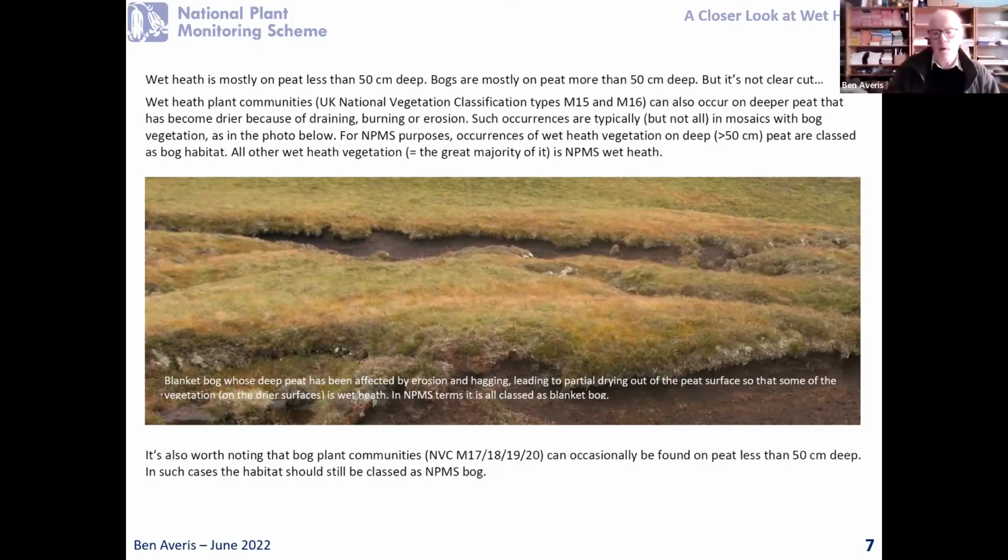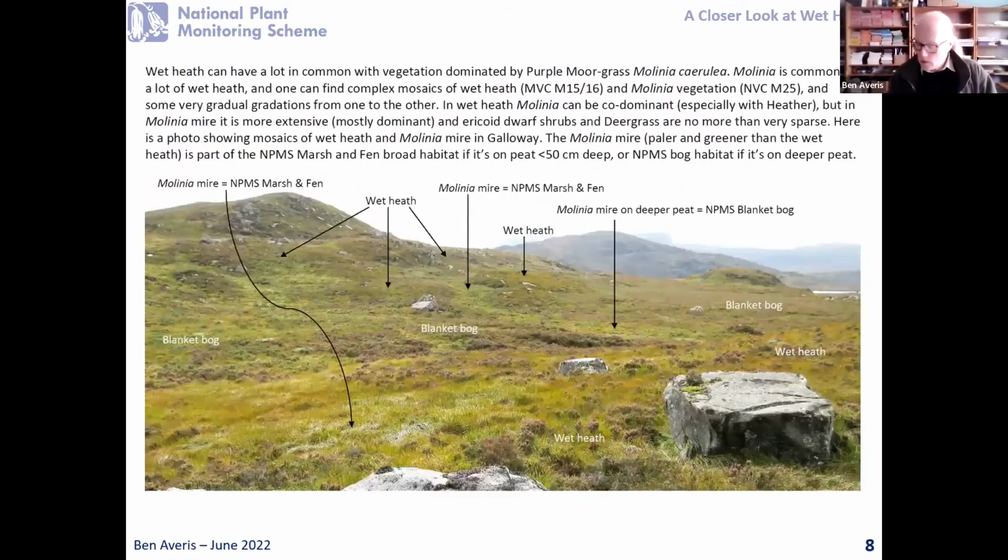Usually, where the bog's been dried out by something pretty visually obvious in many cases, like this erosion here, or it could be draining or burning, a combination of things. Okay, and the next picture, with a whole lot of arrows messing it up, just to show where there's wet heath and bog in this picture, and also purple moorgrass, Molinia, vegetation dominated by that.